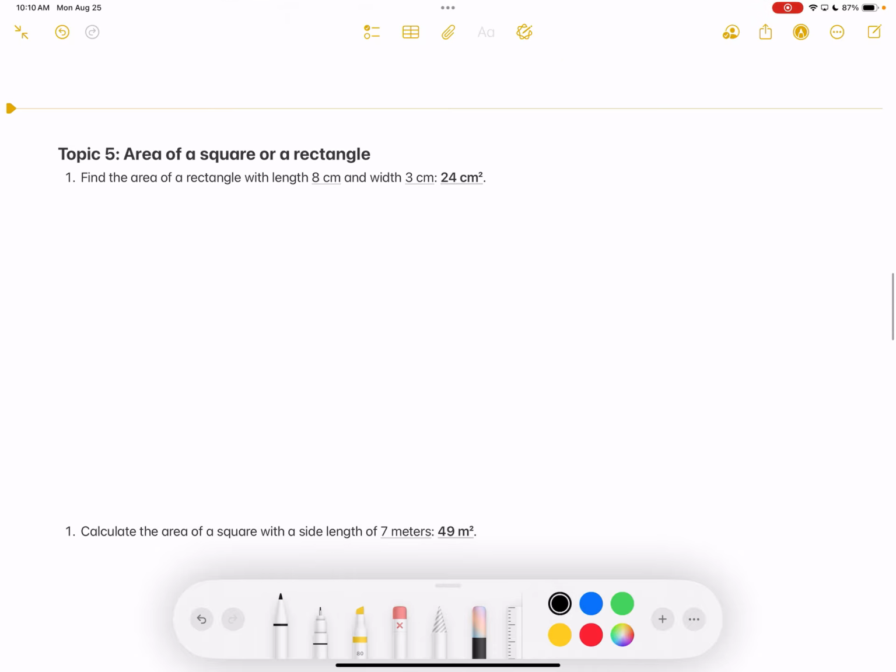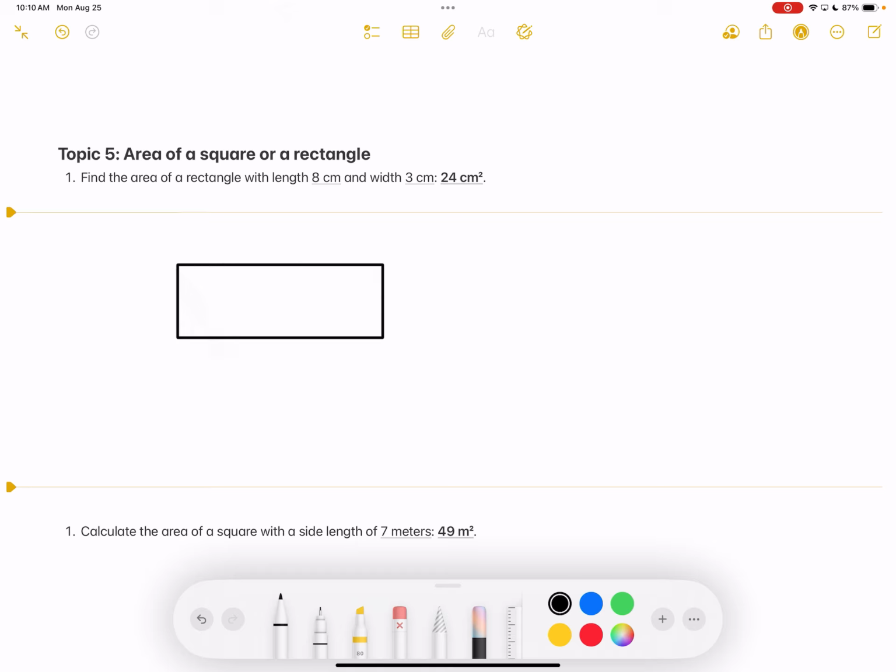All right, area of a square and rectangle. So the first one is area of a rectangle with length 8 and width 3. The area of a rectangle is length times width.